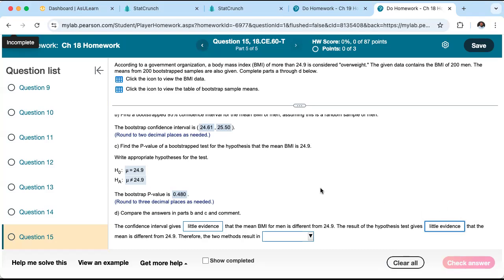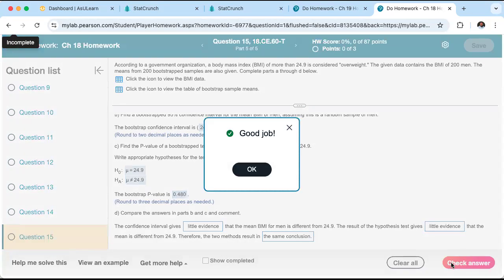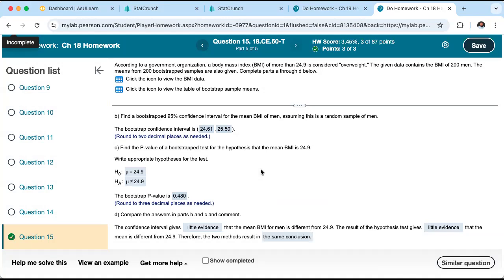So if there is no or little evidence, it means that we fail to reject. So this is equal to this. So you can see this is the same. So that is it for that. So that is how to do question 15.